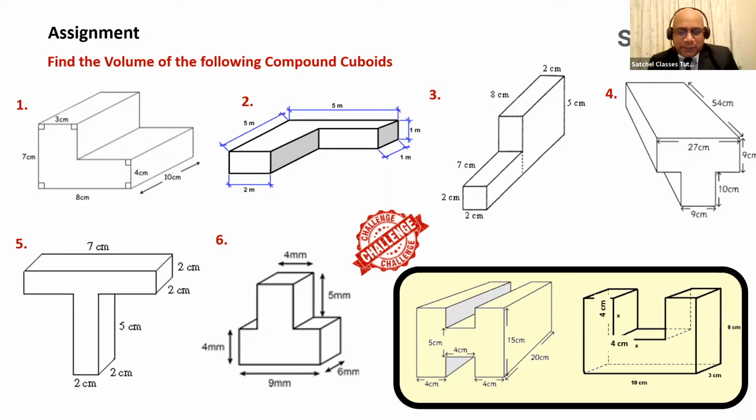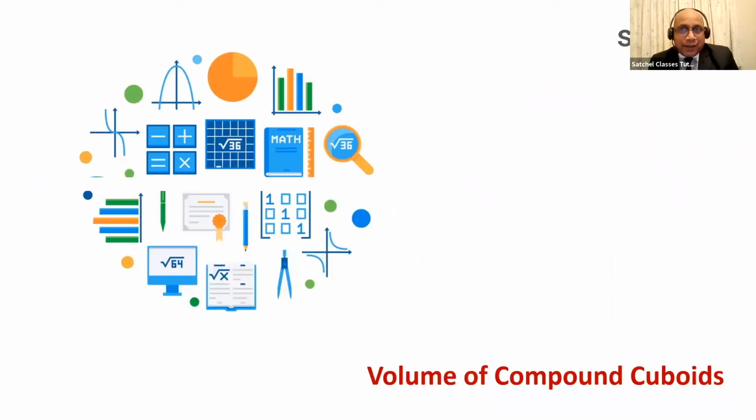That's the end of this particular lesson, in which we learned how to calculate the volume of compound cuboids. The three things that we learned in this case are: first, what really are compound cuboids? Second, how do you split any compound cuboid into individual cuboids? And three, which are the two different methods of finding the volume of any compound cuboid?